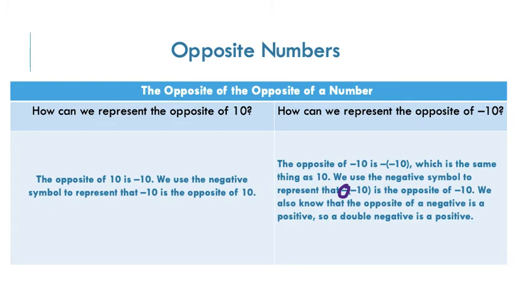We also know that the opposite of a negative is a positive, so a double negative is a positive. So whenever you see two negatives like that in front of a number, then that means the opposite of negative 10, which makes that positive. And that's it.